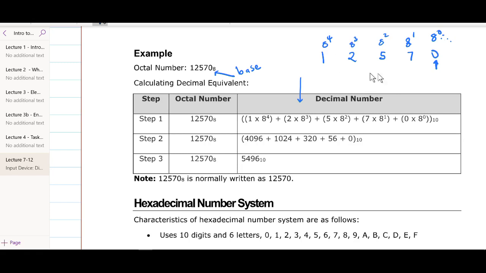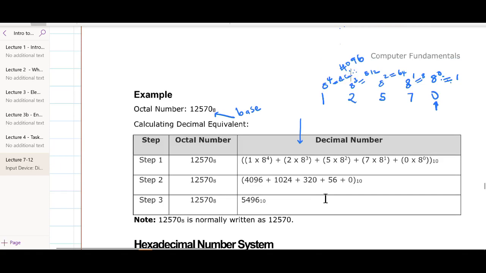So having said that, the same way we did with the previous example, you take this value: 8 to the power 0 is 1, 8 to the power 1 is 8, 8 to the power 2 is 64, 8 to the power 3 is 512, and 8 to the power 4 is 4096. And we are saying that this is going to be 4096.